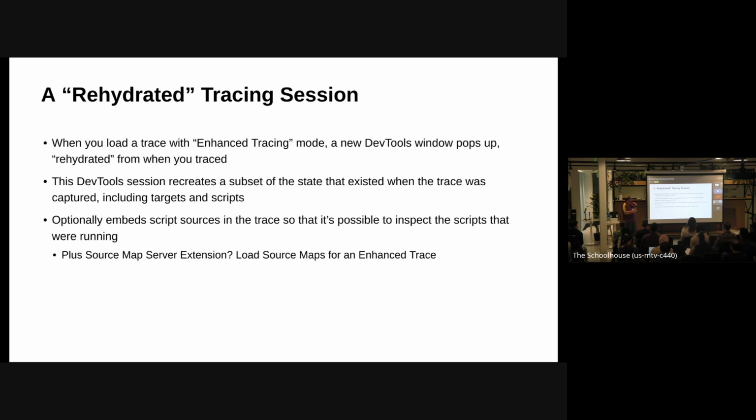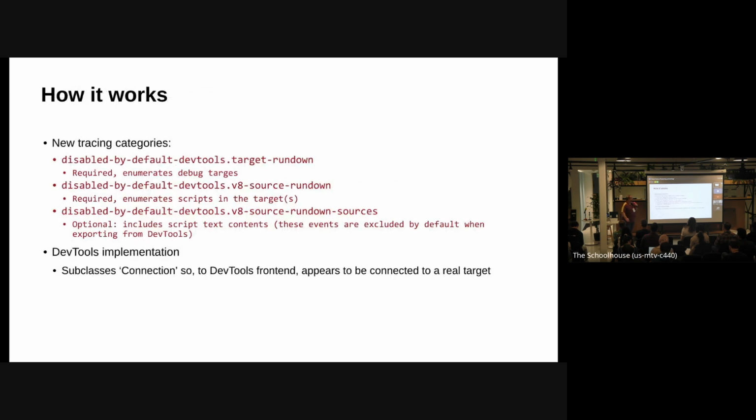But yeah, so it recreates a subset of the state that existed. It optionally embeds the sources, like I said, and so if you have the source map server extension, which also just landed recently in Chromium, you can also load source maps via an extension so that you can get the exact version of the source map that was present at the time that you took the trace.